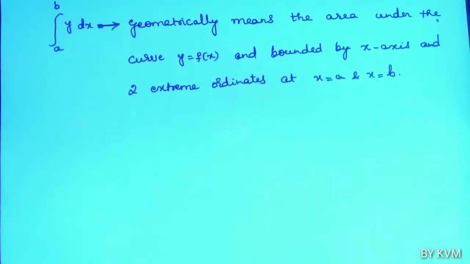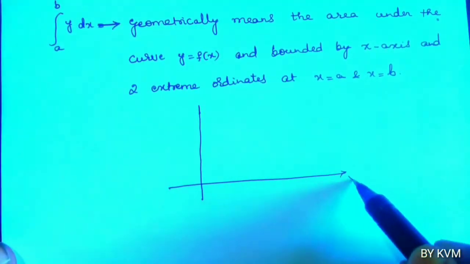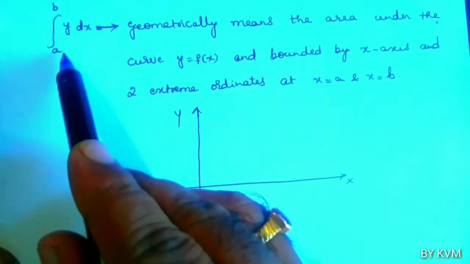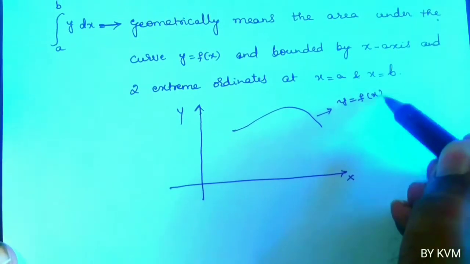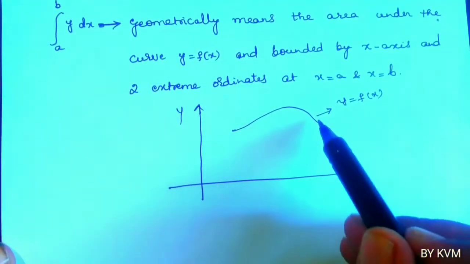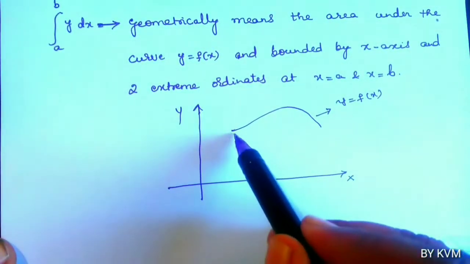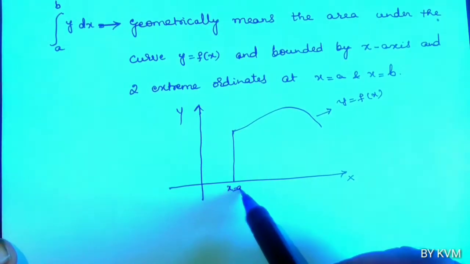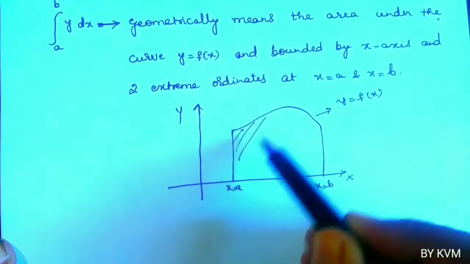Here integral a to b y dx geometrically means that it is the area under the curve y equals f of x and bounded by the x axis and two extreme ordinates at x equals a and x equals b. So, let us take x and y axis. Integral a to b y dx means, let us take this curve as y equals f of x. So, it is the area under the curve y equals f of x, bounded below by the x axis and two ordinates at x equals a and x equals b. So, this is the area.